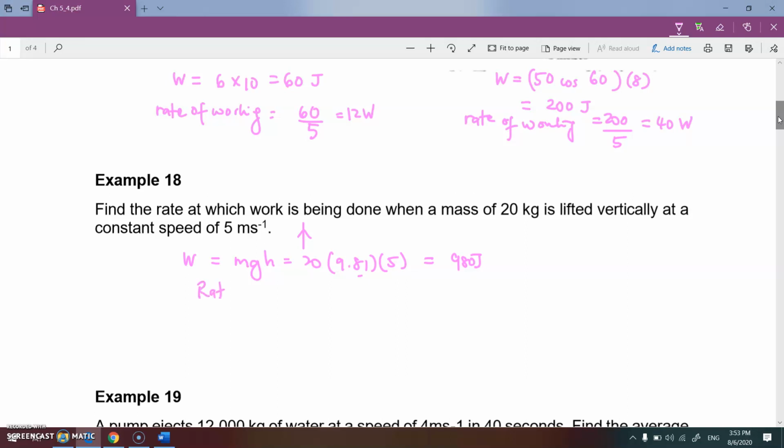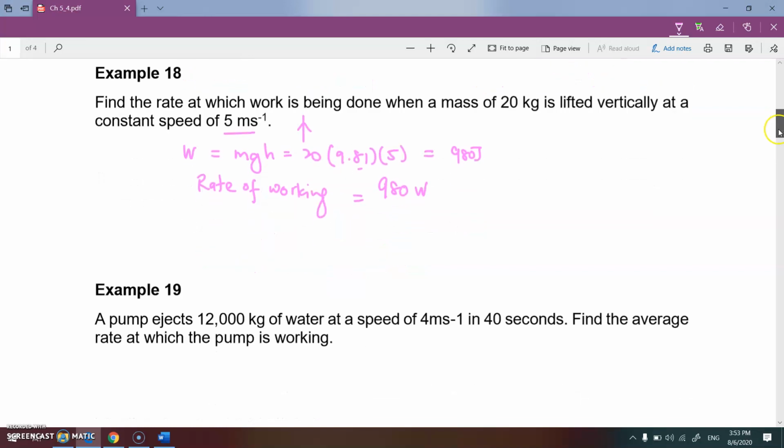Okay, how do we find the rate of working? Because the question is in meters per second, it means it is per second. So your answer, the rate, is also the same value, which is 980, because you divide by 1 second.